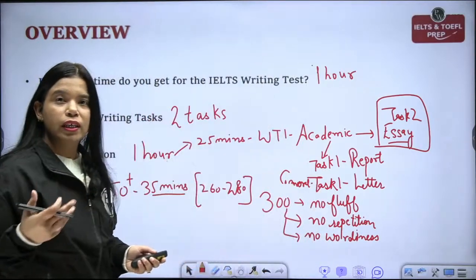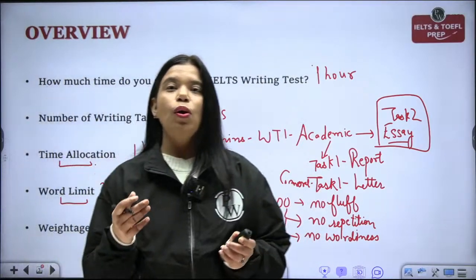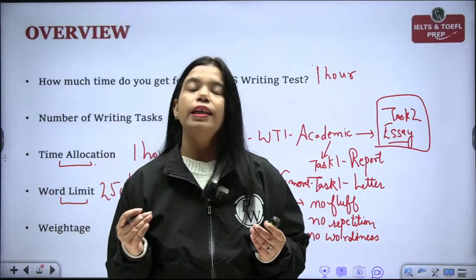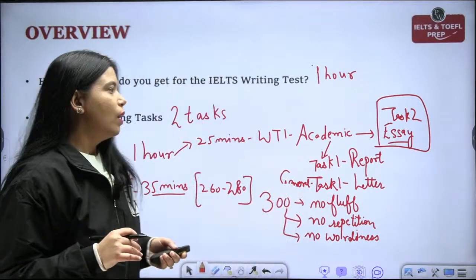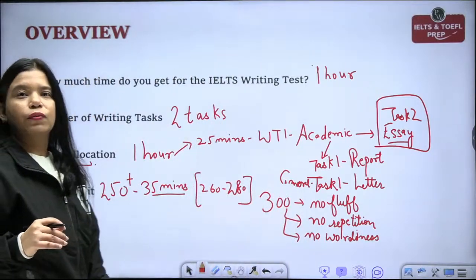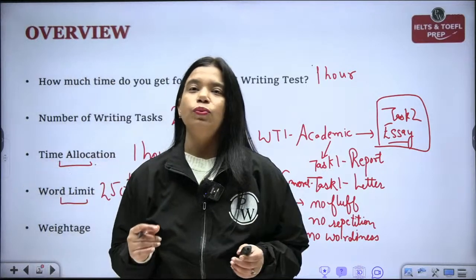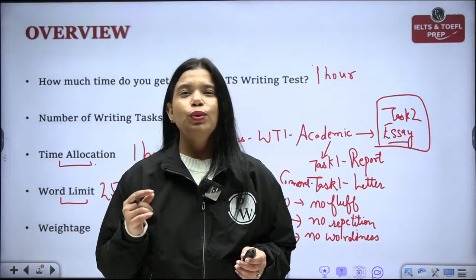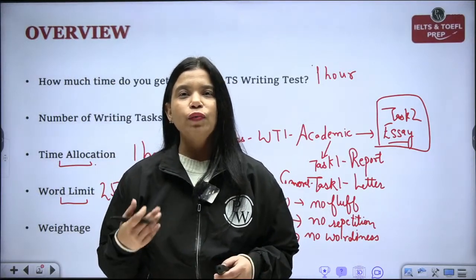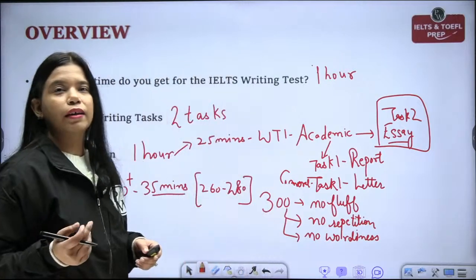That becomes wordy. अगर सेंटेंस wordy हो गया तो ऑटोमेटिकली पॉलिश हमारी राइटिंग से नीचे चली जाती है. Moving on now to the weightage. Weightage means writing task 2, that is essay writing. इसको weightage कितनी दी गई है? How much weightage is given to writing task 2?